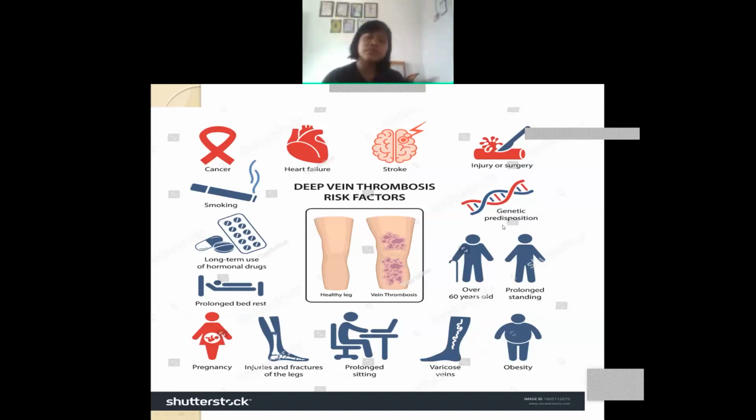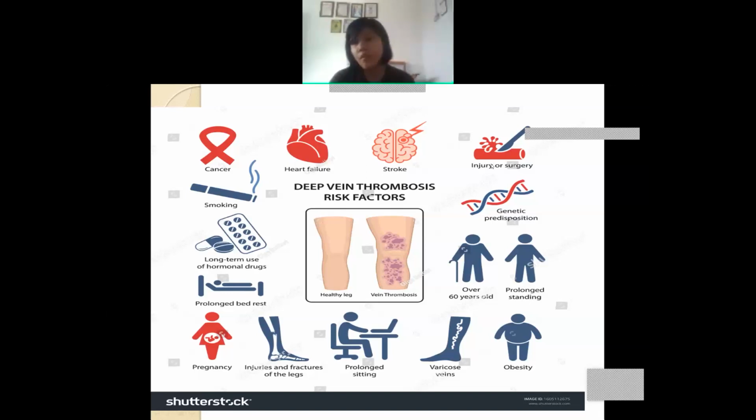Next is genetic, meaning it occurs genetically also. If your forefathers and all were having it, those persons will be at the risk of having DVT. Next is injury or surgery. If a person has any injury or any inflammation, then the person will be at the risk of having DVT.